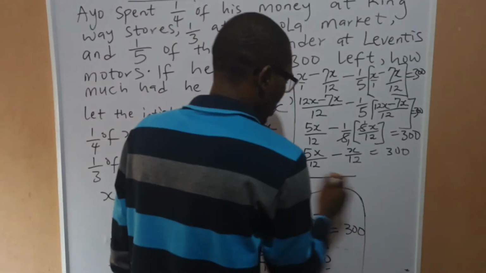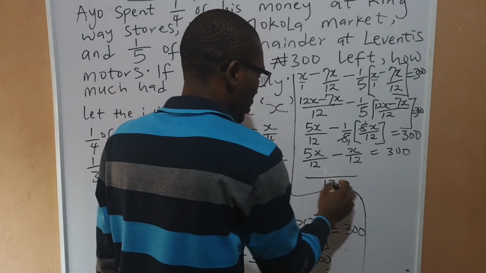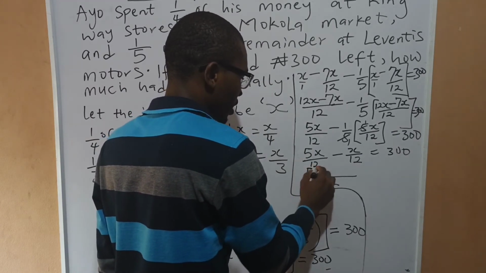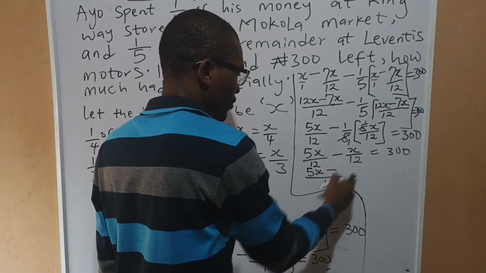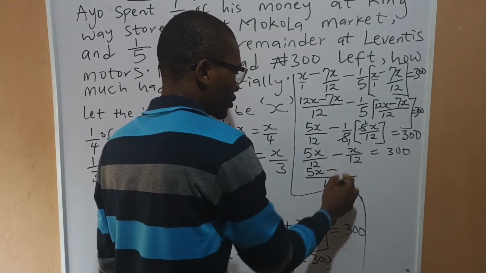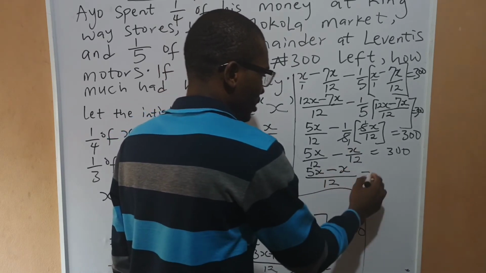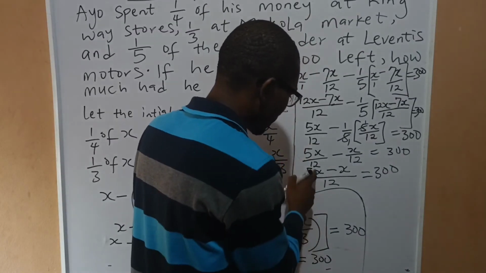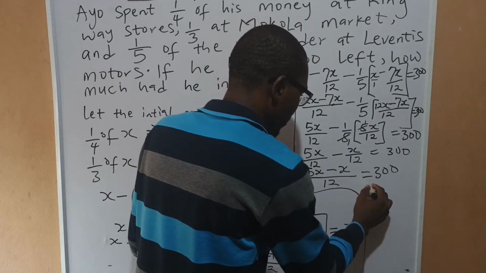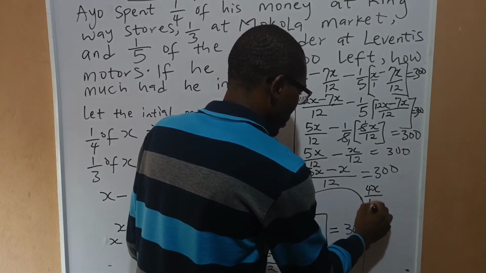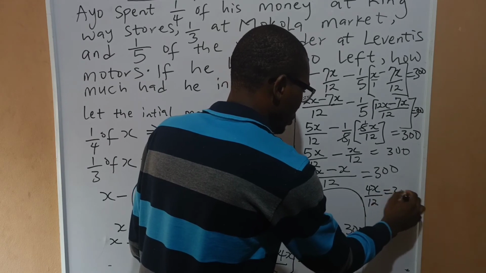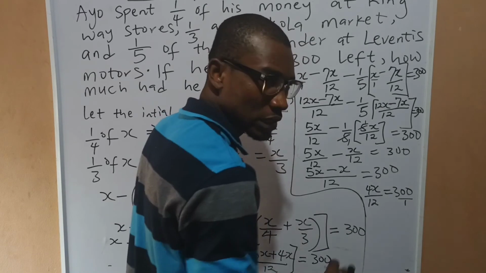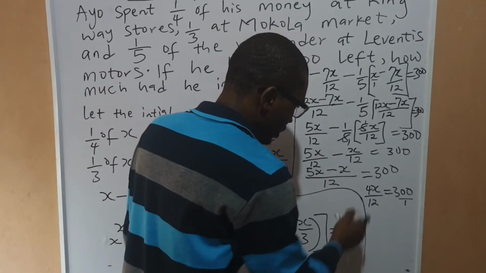Then the common LCM of the denominators here is 12, and 12 divided by 12 is 1, and 1 multiplied by 5x is 5x. Then minus 12 divided by 12 is 1, and 1 multiplied by x is x, and that is all equal to 300. Then solving further, 5x minus x will give us 4x, and that is 4x over 12, which is equal to 300.